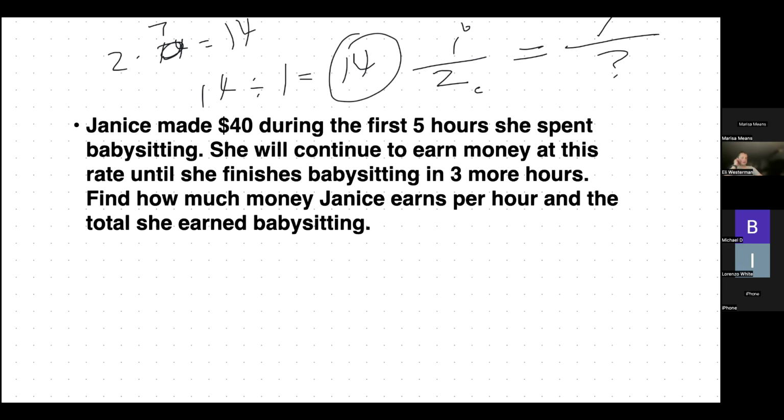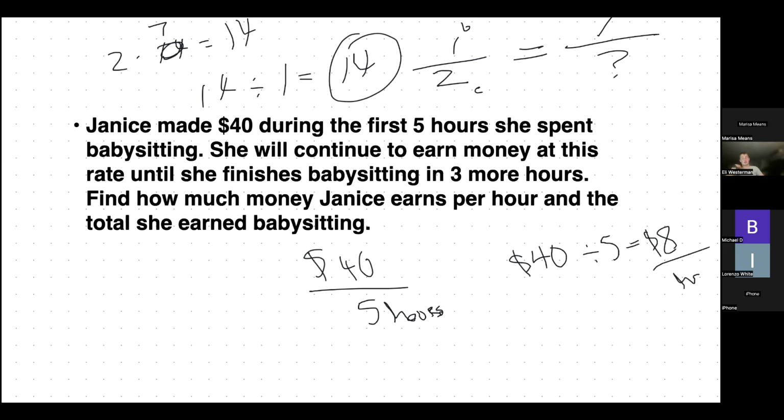All right, I'm going to work this. So there are two questions here. The first is how much does she earn per hour? Well, we can figure that out by saying she made $40 in 5 hours. We just have to divide to find her rate per hour. So $40 divided by 5 equals 8. $8 per hour. Not the best paying job she could probably get, but not bad if she's like 10 and babysitting.